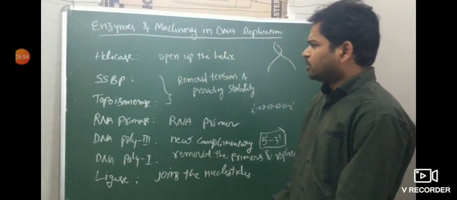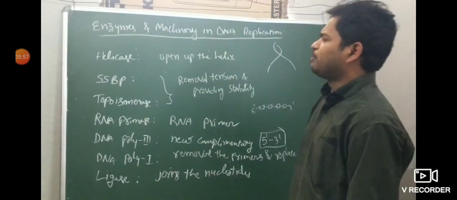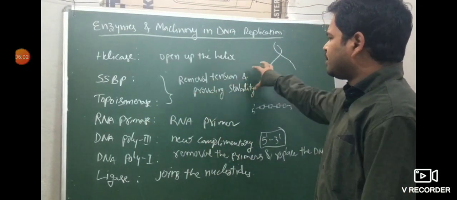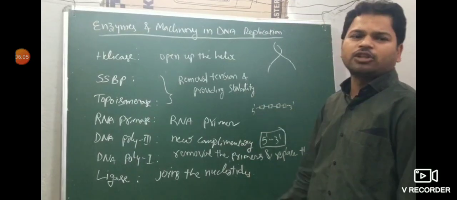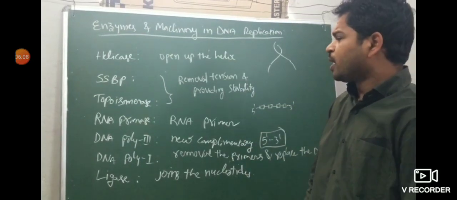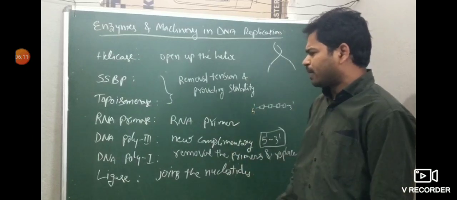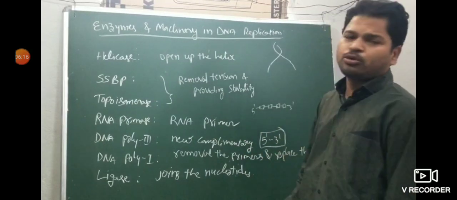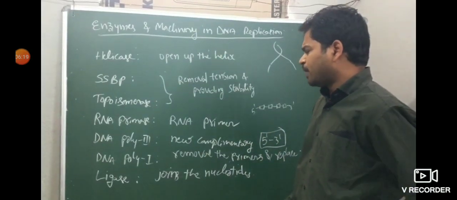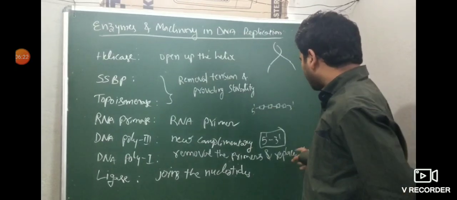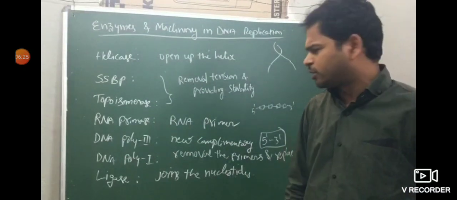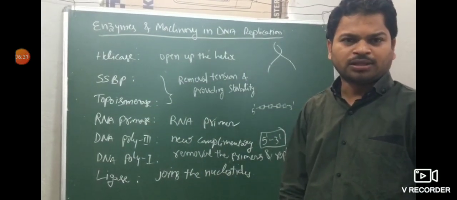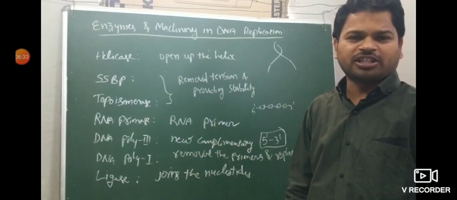See here everyone, these are the enzymes involved in DNA replication. Helicase opens up the helix. Single strand binding protein and topoisomerase remove the tension and provide stability, preventing supercoiling and rewinding of the DNA. RNA primase is helpful for the RNA primer. DNA polymerase 3 forms the new complementary DNA always in the 5' to 3' direction. DNA polymerase 1 removes the primers and replaces them with DNA nucleotides. Ligase joins the two nucleotides. These are the enzymes generally involved in DNA replication.